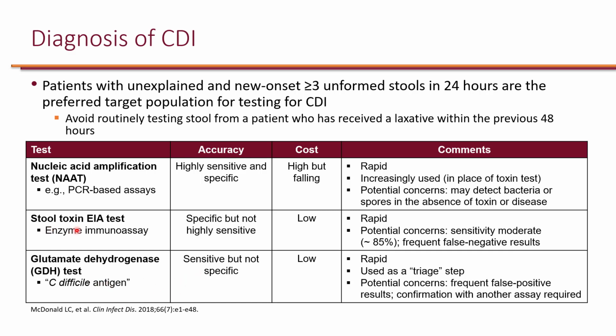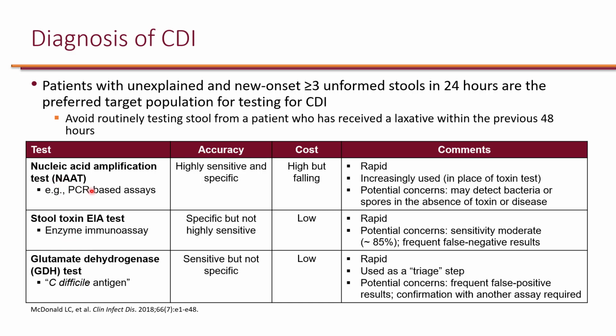With the stool toxin enzyme immunoassay, this is the test that actually tells you if the toxin is present or not. So the GDH test and this toxin enzyme immunoassay are actually used in combination. So together they will tell you if the C. diff organism is there, and then it will tell you if it's toxigenic or not.